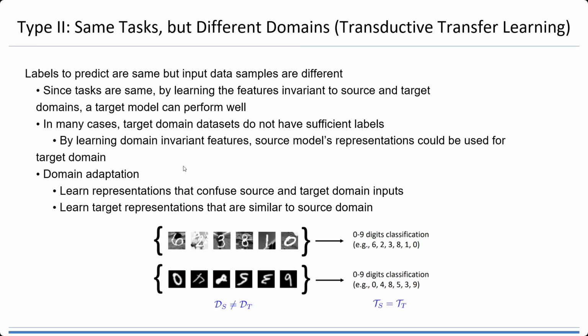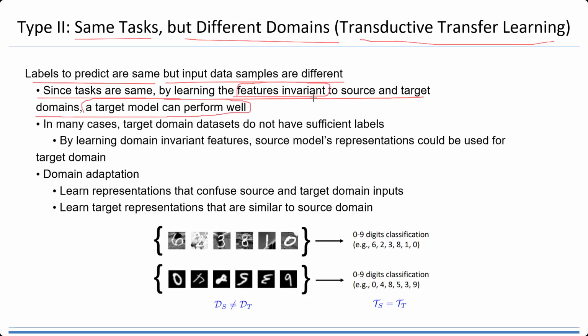The other kind of transfer learning, we call it transductive transfer learning. The task is the same, but it is a different domain. The labels to predict are the same, but the input data samples are different. Since the tasks are the same, by learning the features invariant to source and the target domain, a target model can perform well. So we call this feature invariant.